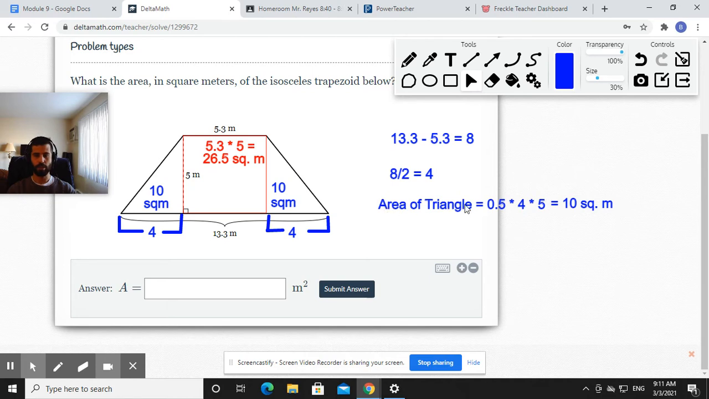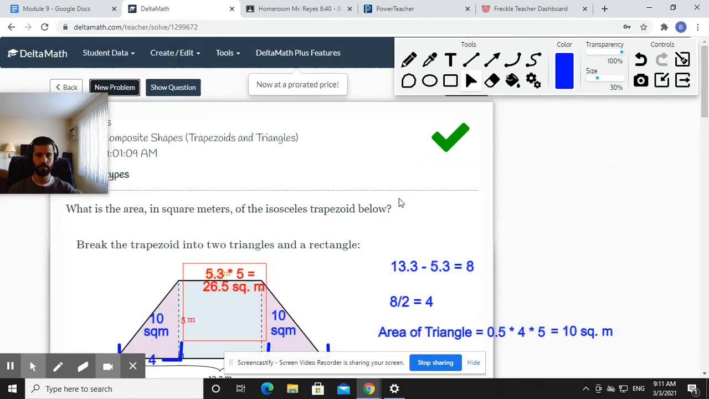And the area of the triangle is 1/2 base times height. So the base is 4 meters, the height is 5 meters. So 0.5, that's a half, times 4 times 5, and that makes 10 square meters in each of these. So we add all of that together, 26.5 plus 10 plus 10, and end up with 46.5. Let's see if I got that right.